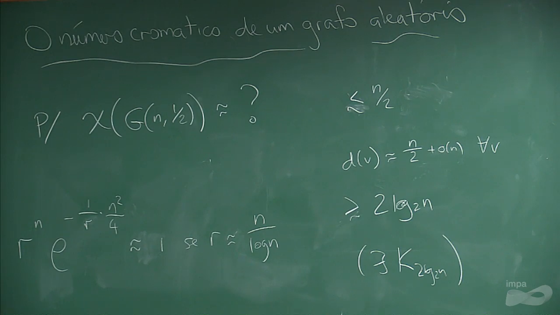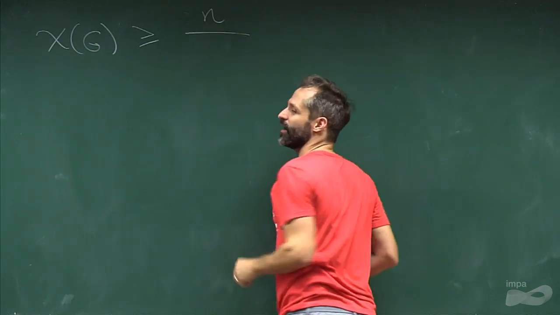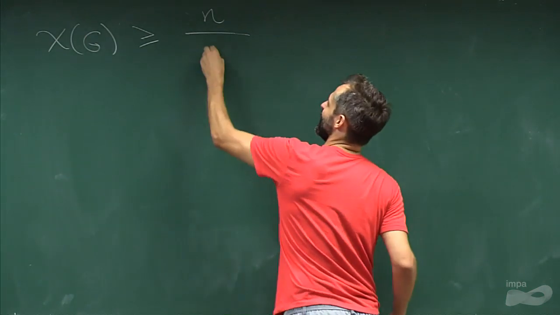We need to recall a lower bound on the chromatic number that we've seen before. I think we've seen it before. What's the lower bound on this?